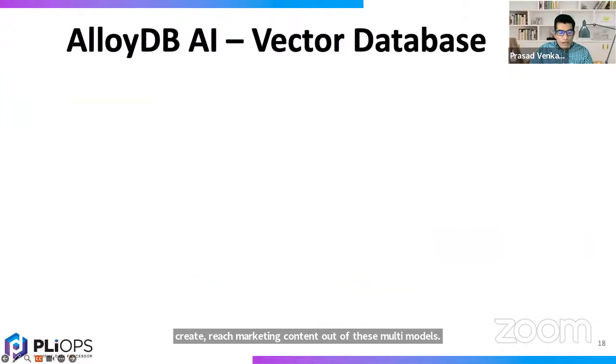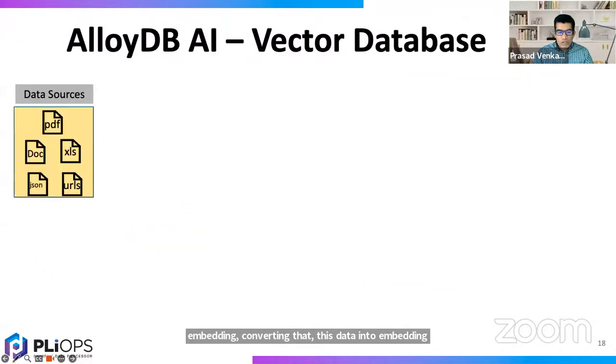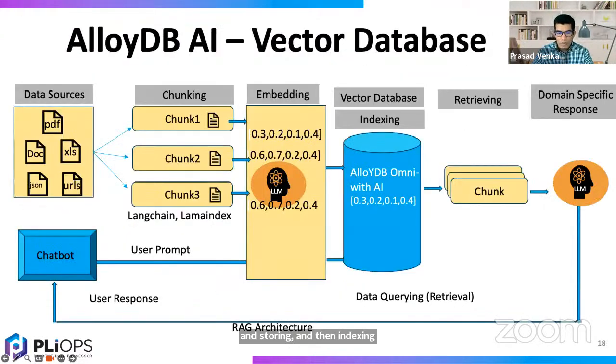Okay, let me quickly move on, I think we spent enough time on this. The next is RAG, retrieval augmented generation. Here we are talking about, say, I have a website. How do I read this document from a website, book, database, or API? The next step is, when I get this data, how do I chunk it? That means I'm slicing the data, the entire PDF document. If there are 10 pages, I'm slicing it page by page, converting this data into embeddings, storing, and then indexing.